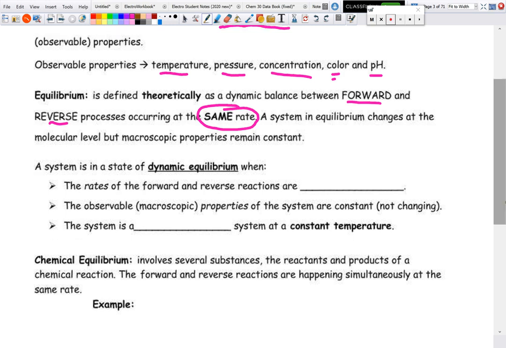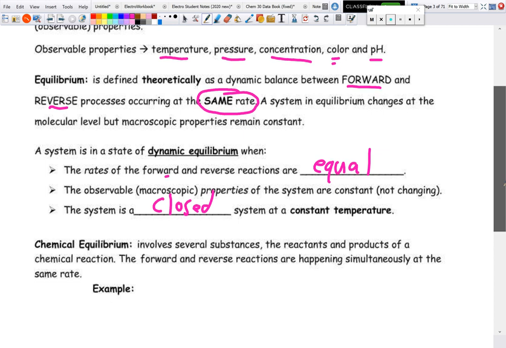So of course, for something to be in a state of dynamic equilibrium, the rates of the forward and the reverse reactions are equal, or they're at the same rate. The observable properties stay the same, so there's no changing of color, no changing of temperature, anything like that. And the system is closed at constant temperature.